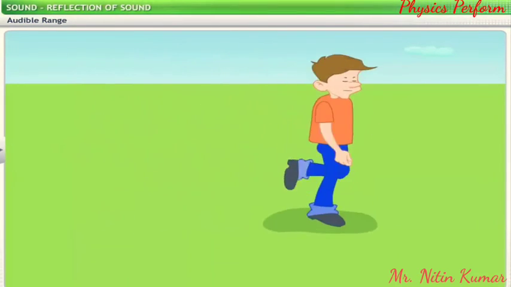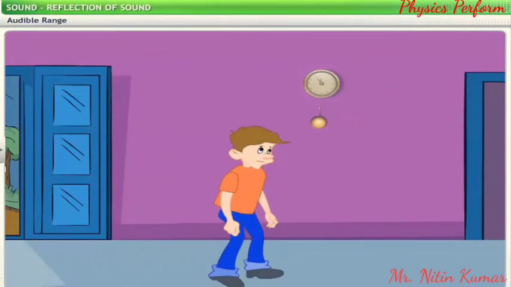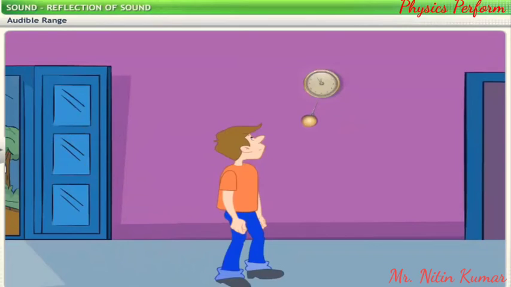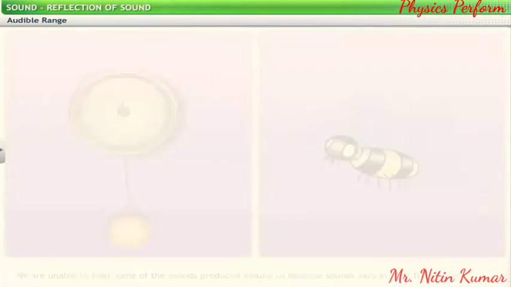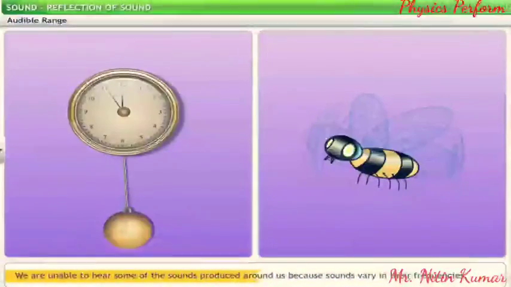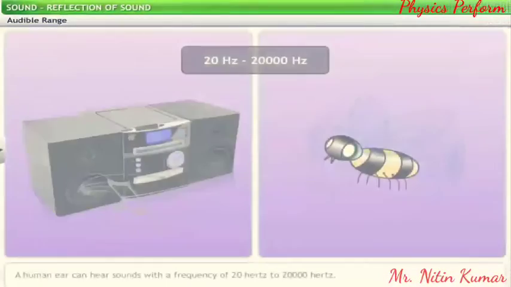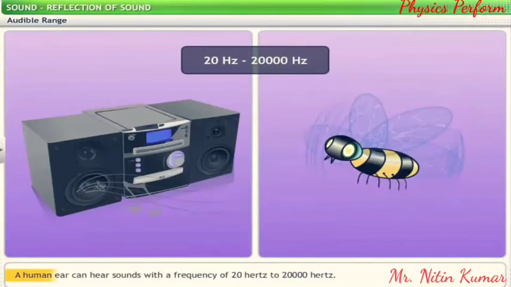The buzzing of a bee is clearly audible. In fact, sometimes we wish it wasn't so loud. However, though we can see the pendulum vibrating, it doesn't seem to be producing a sound. Look at the boys training to hear the sound of the pendulum. We are unable to hear some of the sounds produced around us because sounds vary in their frequencies.